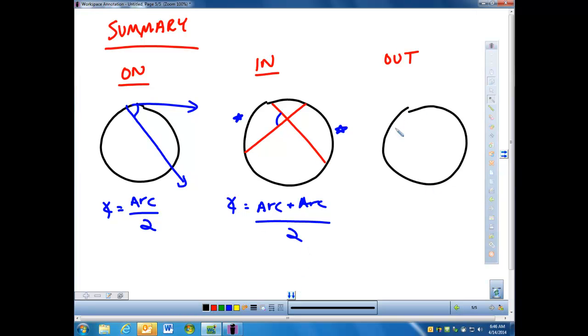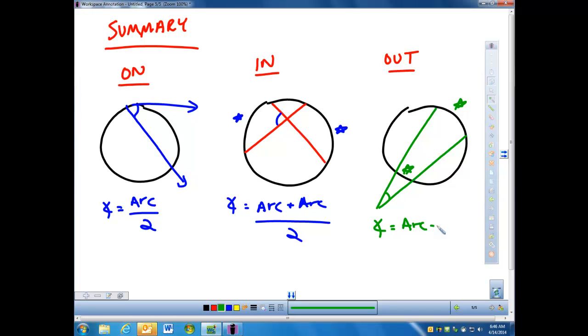And then lastly, anytime I'm outside the circle, so it could be different scenarios, remember, but anytime I'm outside, I am going to take the 2 arcs that fall in between the angle, and I am going to subtract those 2 arcs.